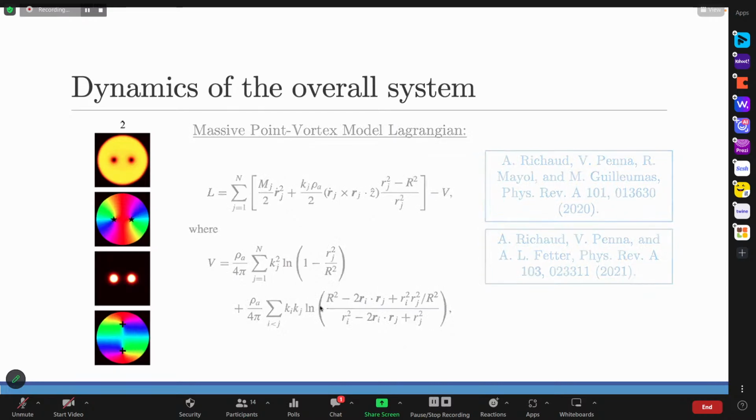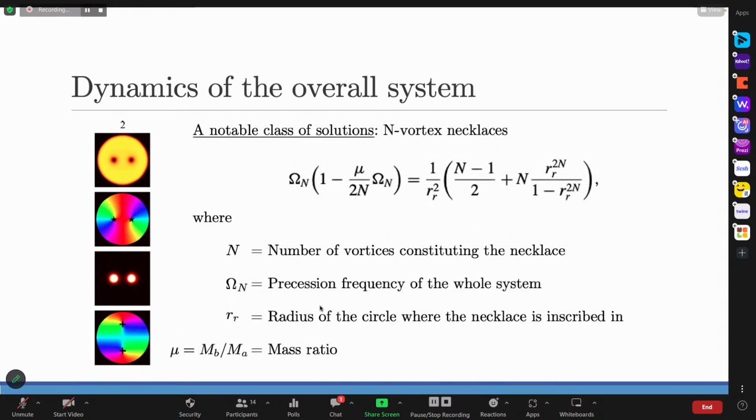You can write the Euler-Lagrange equations, and you can find that there is a notable family of solutions. The notable family of solutions is represented by the so-called n-vortex necklaces. So basically, they are regular polygons made up of n vortices. And you get this equation that links the number of vortices constituting the necklace, omega n, which is the precession frequency of the whole system, R, which is the radius of the circle where the necklace is inscribed in, and mu, which is the ratio between the total mass of the B component and the total mass of the A component.